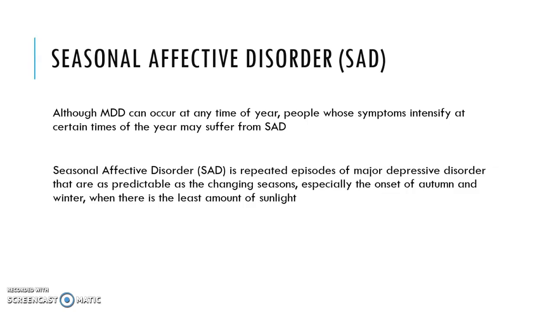Seasonal affective disorder. Although MDD can occur at any time of the year, people whose symptoms intensify at certain times of the year may suffer from seasonal affective disorder, or SAD. So seasonal affective disorder is a repeated episode of major depressive disorder that is predictable with the changing of seasons. Typically, the onset is in autumn or winter when there's less sunlight.